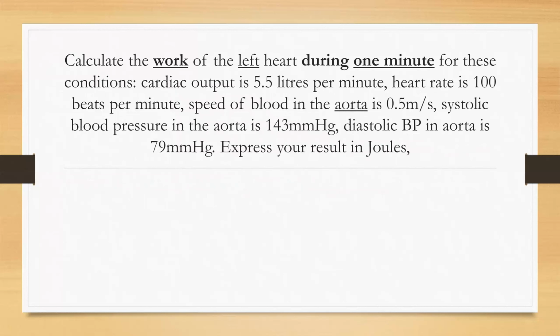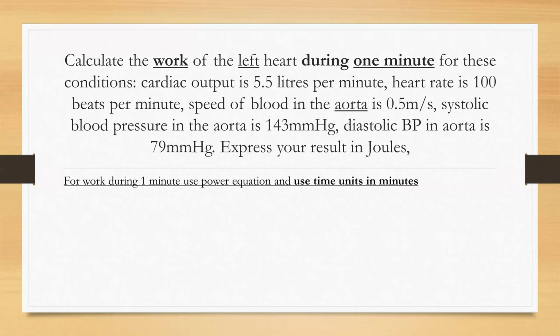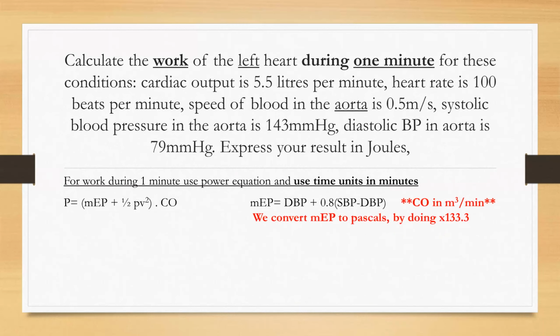So here's one question related to that. Calculate the work of the left heart during 1 minute for these conditions. Cardiac output is 5.5 liters per minute. Heart rate is 100 beats per minute. Speed of blood in the aorta is 0.5 meters per second. Systolic blood pressure in the aorta is 143 millimeters of mercury. Diastolic blood pressure is 79. Express your results in joules. So again, we are given the SI unit. So for work during 1 minute, we use the power equation times the time in minutes.